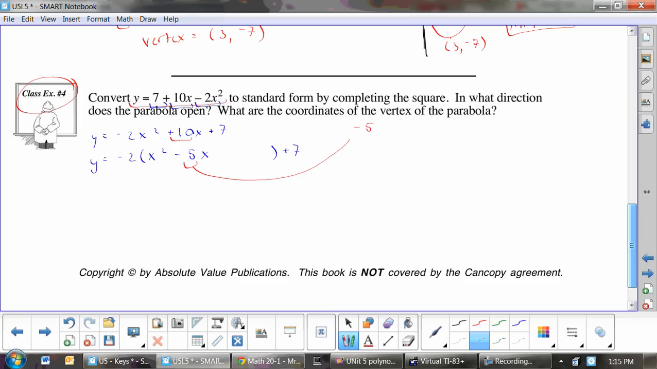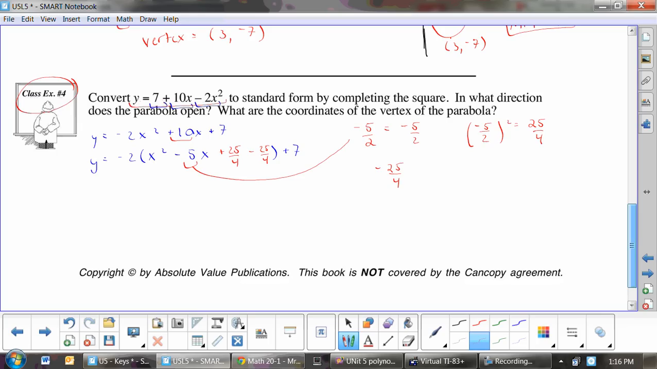Okay, so we get negative 5 divided by 2. So it's negative 5 divided by 2. And then we want to square that. And we get 25 over 4. So we're going to add 25 over 4, and we're going to subtract 25 over 4. Okay? And then we want to get that minus 25 over 4 out of there. So we're going to multiply it by negative 2 to get it out of the brackets.